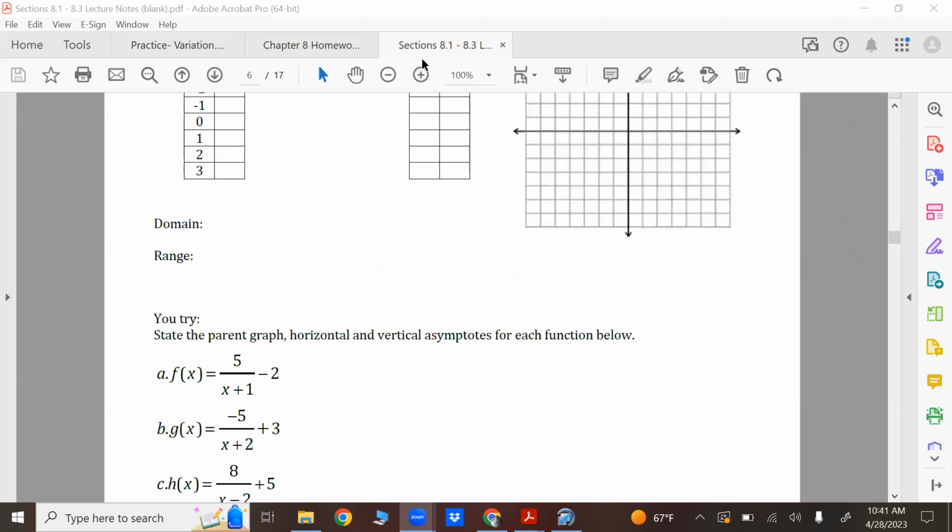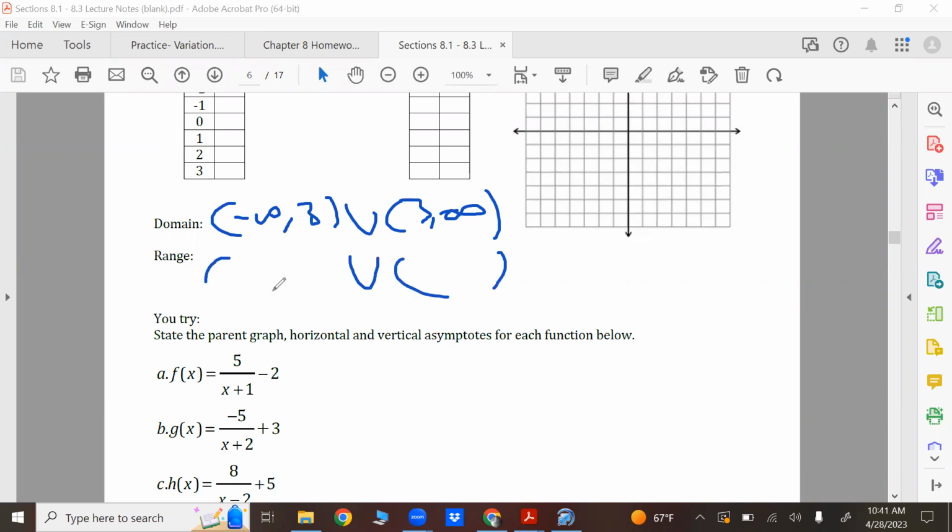Okay. Domain is going to be negative infinity to 3, union 3 to infinity. Combined. I didn't make these math rules, guys. It's a notation. I'm just exposing you to the notation so that you're not confused and can move on to higher levels of math. So union just means combined.